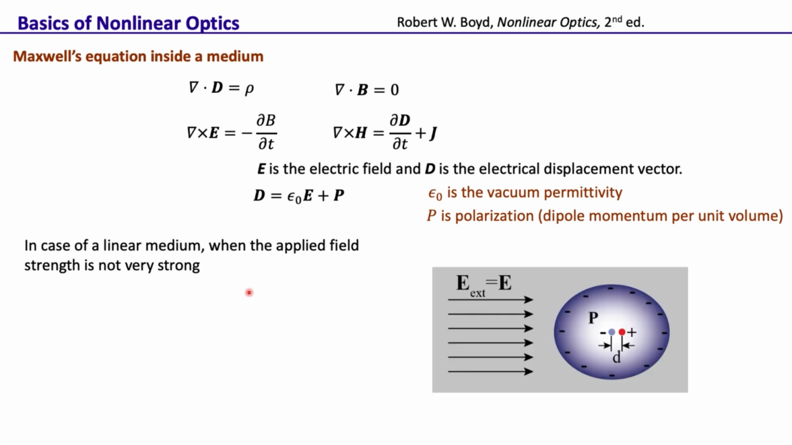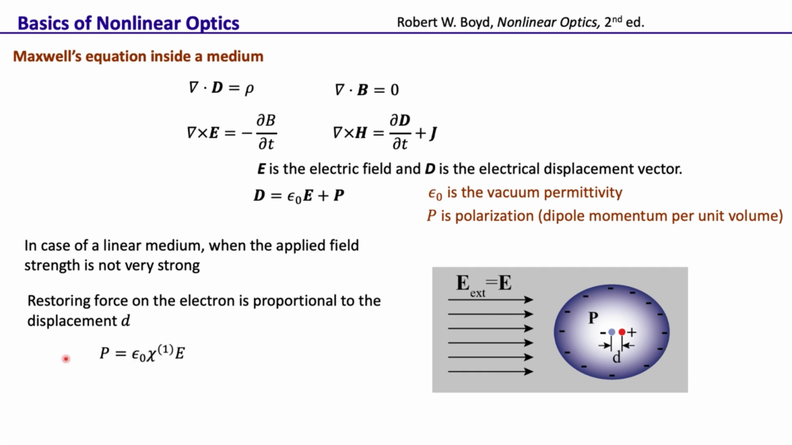What that means is that when we have an external electric field which is not so strong and there is a medium, then of course the electron cloud gets displaced from the nucleus by distance D, and there is a restoring force from the charges, and this restoring force is simply proportional to the displacement D. So this polarization is basically proportional to the electric field, that is P is epsilon naught chi 1 E. So when the applied field is not very strong, this displacement and hence the polarization is just proportional to the applied electric field, and this chi 1 is called the linear susceptibility.